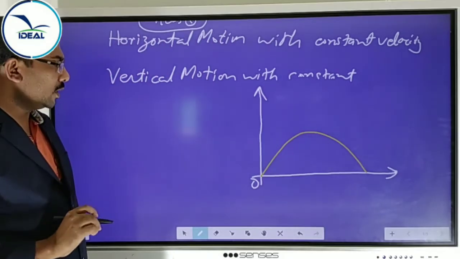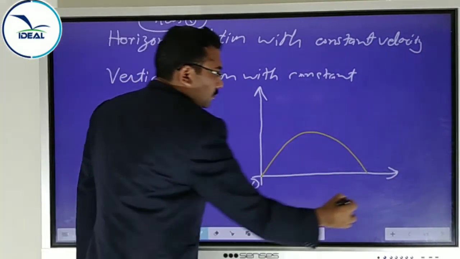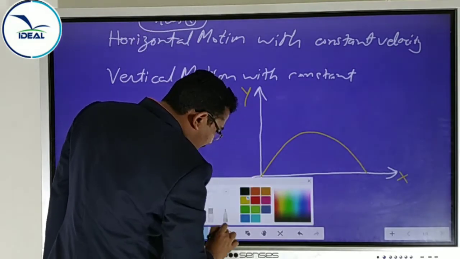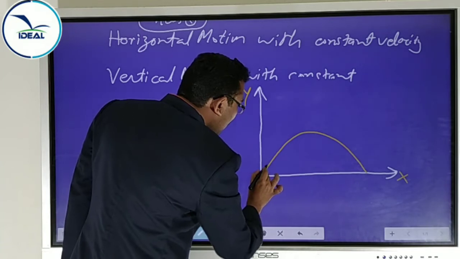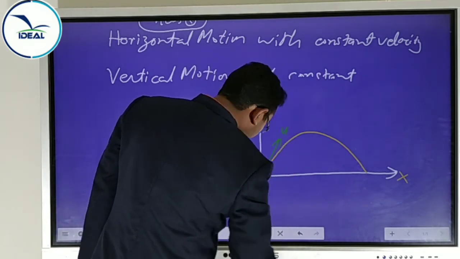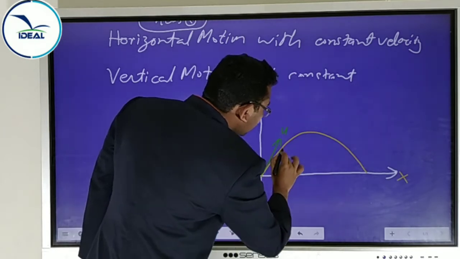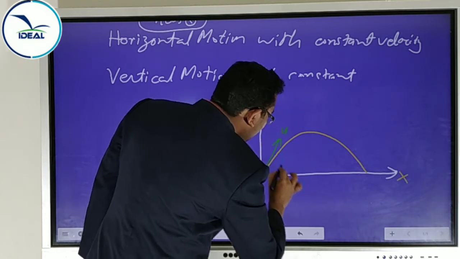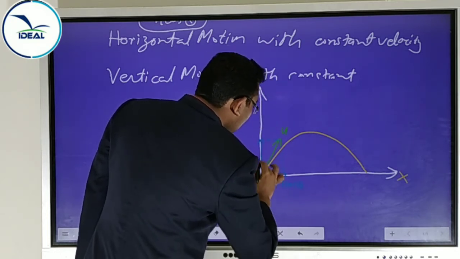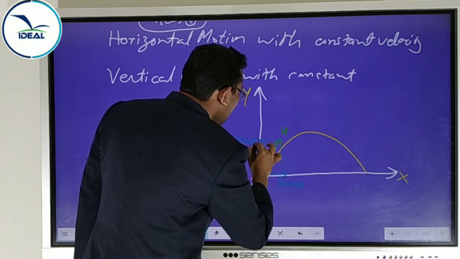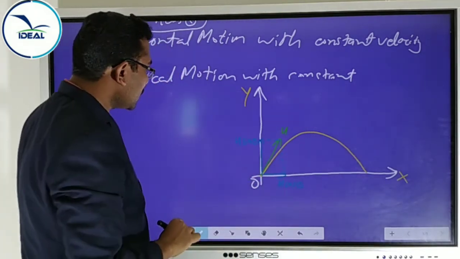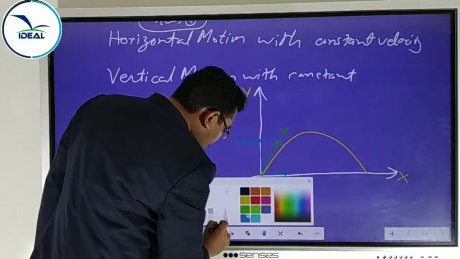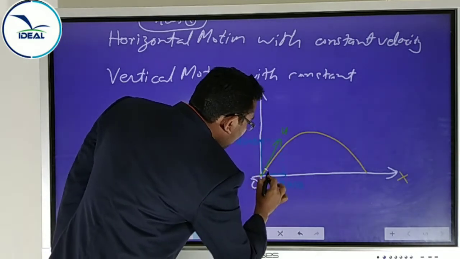I will show you the velocities at the different points. This is the x-axis, this is the y-axis in a plane. The body is thrown with an initial velocity u, and it is split into u cos theta and u sin theta along horizontal and vertical. Theta is the angle.